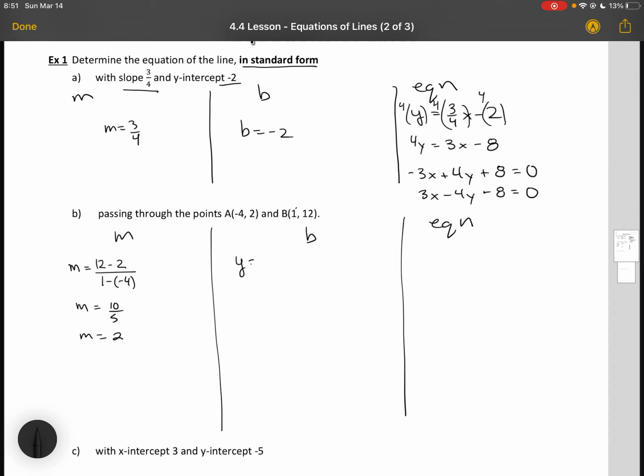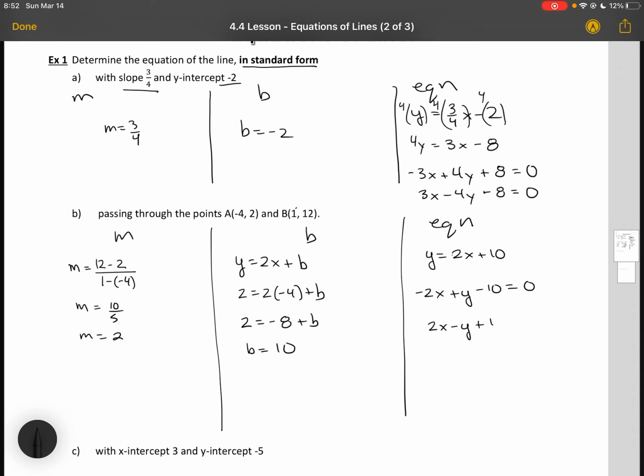Now I can substitute in a point to solve for my y-intercept. I'm going to choose A, which gives me 2 equals minus 8 plus b, which means that b has to equal 10. Now I can write my equation, y equals 2x plus 10, and now I can rearrange by moving everything onto the left-hand side and multiply by -1 to change the signs.